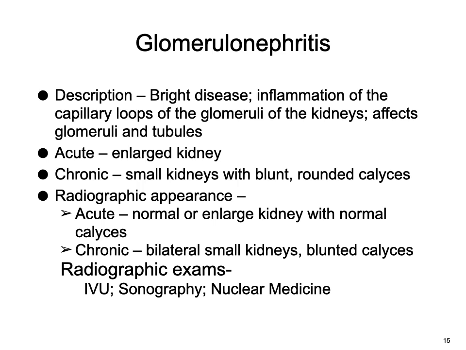Glomerulonephritis, Bright disease. Inflammation of the capillary loops of the glomeruli of the kidneys, affects glomeruli and tubules. Acute would be in a large kidney. Chronic, or small kidneys with blunt, rounded calyces. Radiographic appearance for the acute is normal or enlarged kidney with normal calyces. The chronic is bilateral small kidneys, blunted calyces. You're going to see this under an IVU, sonography, or nuclear med.